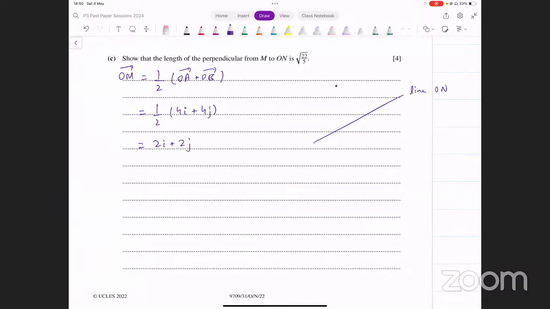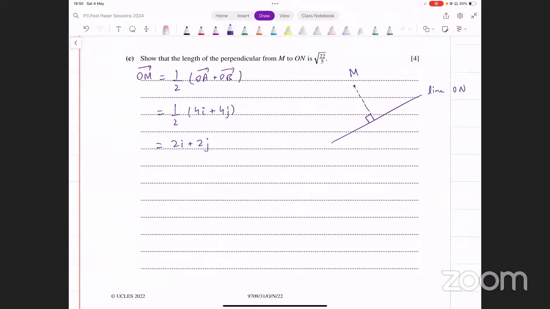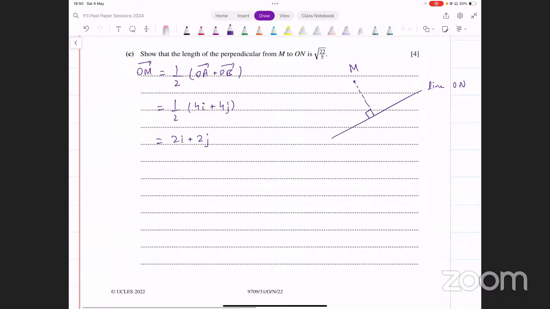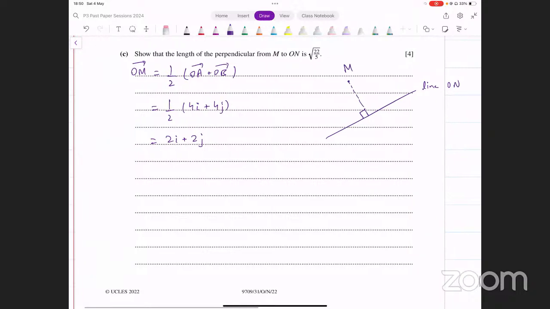And there's a point M somewhere. We need to find this distance, the perpendicular distance between that point and this line. Now for that, we also need the equation of the line ON. We need to find this equation somehow. Equation of the line ON. How do we do that?